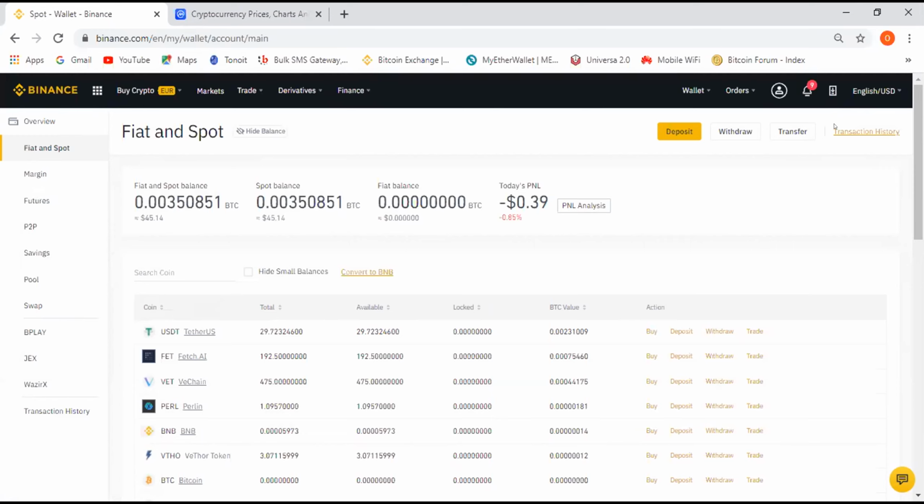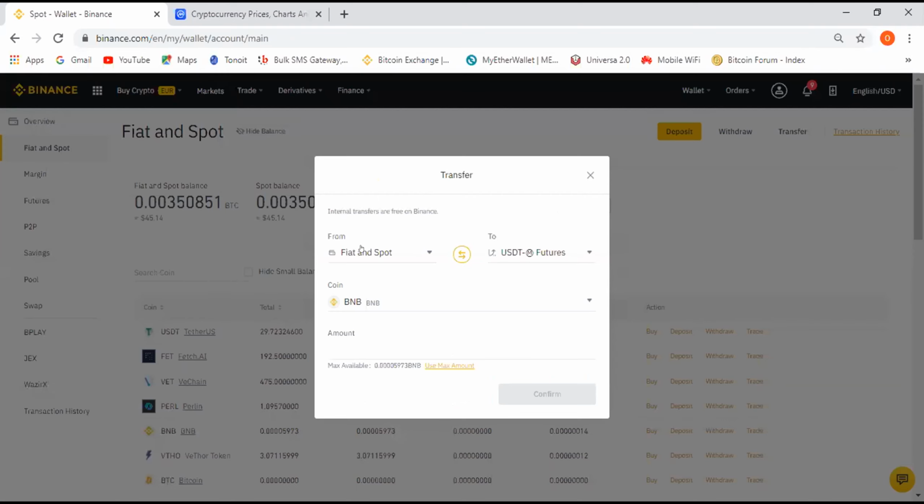Then on top, you see transfer. Even if you are using a phone, once you are in your wallet, you will see deposit, withdraw, and transfer. So you click on transfer. Then you see from spot to USDT futures. What do we want to transfer? It is USDT. So we click maximum. Then we have $29. Then you click confirm.